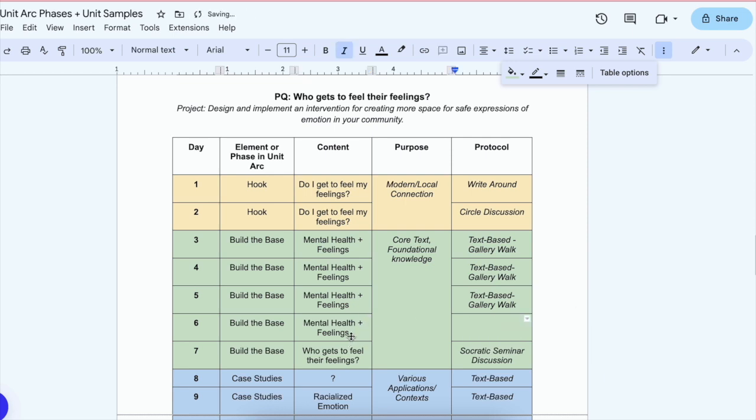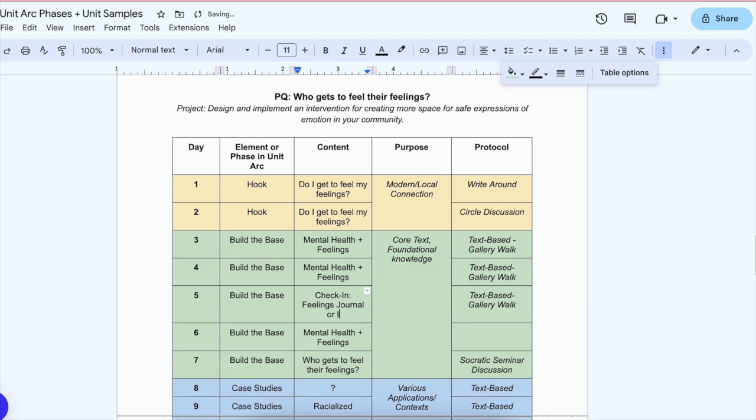Maybe I would do an intro for a day or two, and then I would do a check-in with students' selves, and they would do a feelings journal or inventory in which they're thinking about this idea. So this could be a journaling practice or something, and this could be text-based.